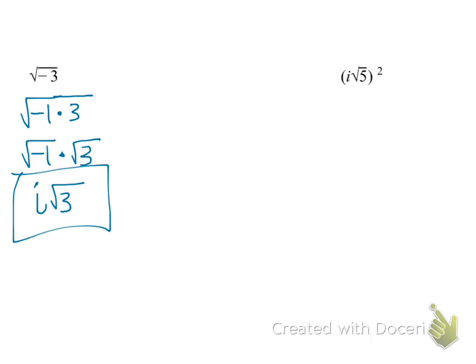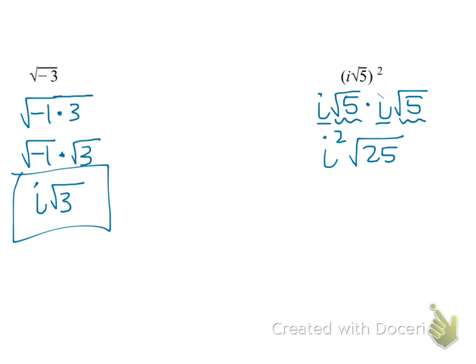If we have i times the square root of 5, squared, well, squared simply means we have two of them. So if we take i times i, we get i squared. The square root of 5 times the square root of 5 is the square root of 25. i squared is -1, and the square root of 25 is 5. So that would simplify to -5.